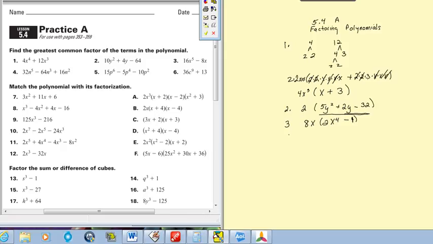Alright, let's look at 6, just because 6 is a strange example. 36c to the 9th. 36 is 6 times 6. And then I could go 3 times 2 for each of the 6. But look at that 13. 13 is prime. And I can't multiply anything times 13 to get 36. So I can't pull anything out of there. So the greatest common factor on 6 would just be 1.